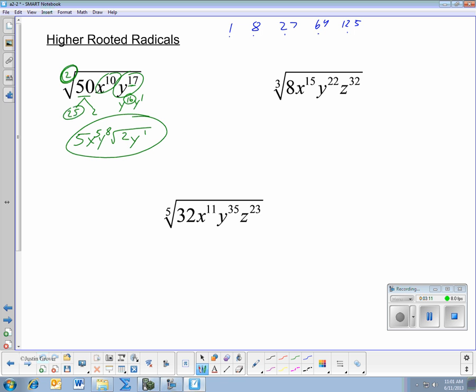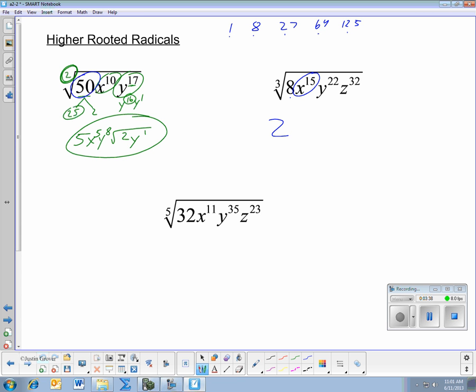So 64 is actually 4 cubed, but it's also 8 squared, so it kind of serves both purposes. But usually when we're doing a number for a higher root, we tend to keep it rational, whereas our 50 over here wasn't rational, so we had to simplify it. For the higher ones, we tend to use numbers that are rational and come out just fine. So the cubed root of 8 is 2.